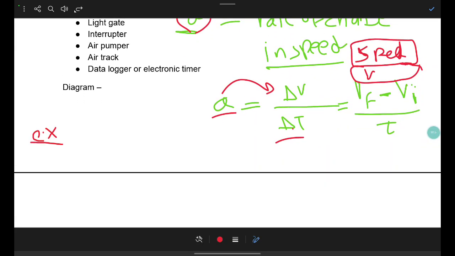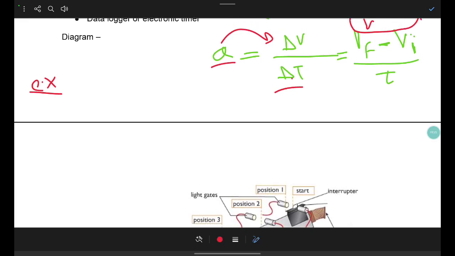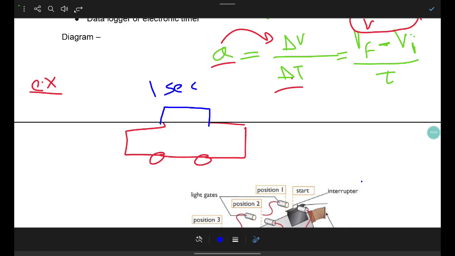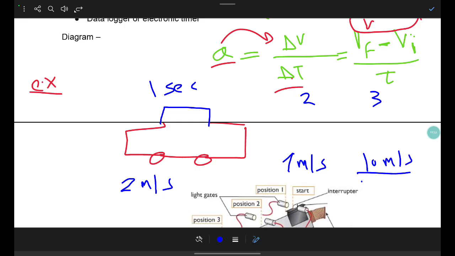I will take an example for acceleration. I want you to calculate the acceleration of this car. At 1 second, the speed is 2 meters per second. At 2 seconds, speed of 7 meters per second. At 3 seconds, speed is 10 meters per second. First, I will write my formula: a equals delta V over delta T, which equals final velocity minus initial velocity over time.